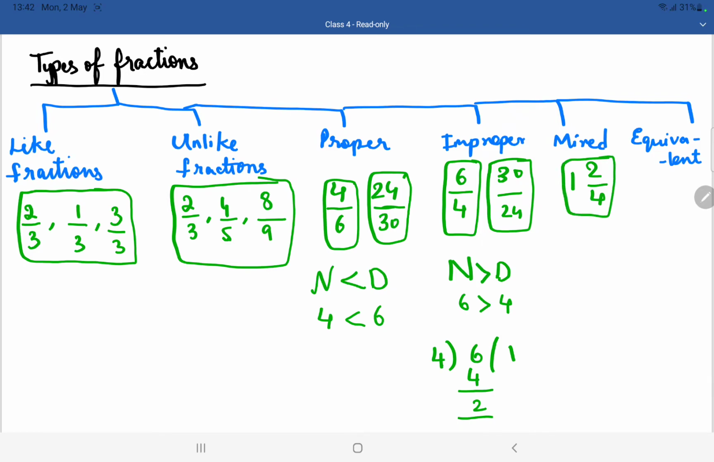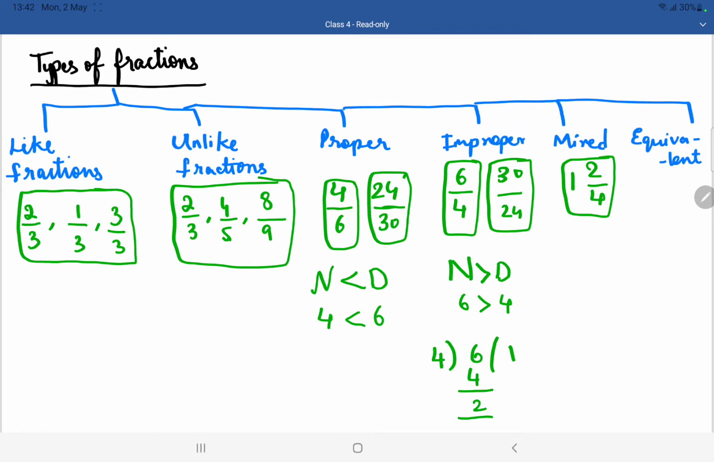So what is a mixed fraction? Whenever a fraction has a whole number and a fraction also, so here 1 is a whole number, 2 by 4 is a fraction. Whenever a fraction has a whole number and a fraction, it is known as mixed fraction. It should have both a whole number and a fraction.